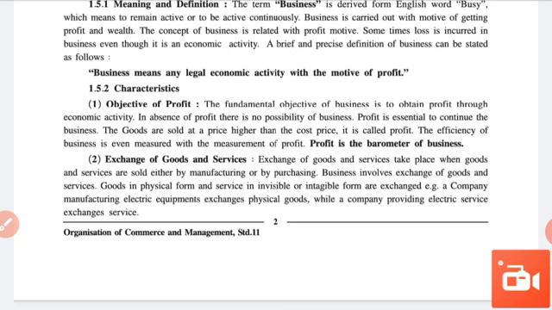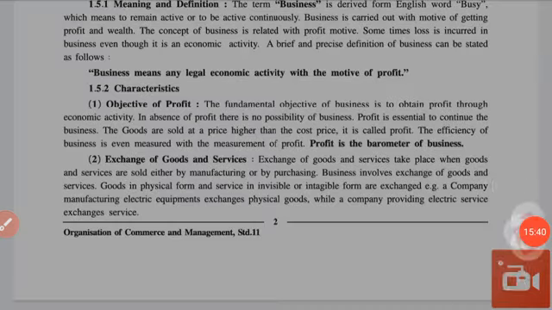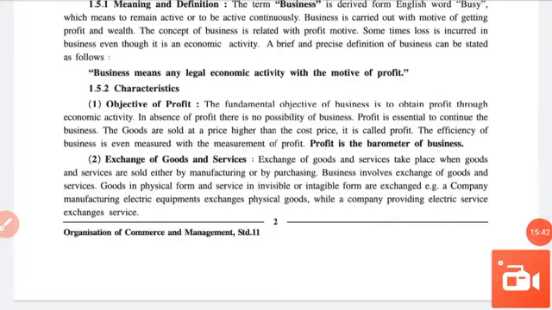The goods are sold at a higher price than cost; it is called profit. For example, the cost price of goods is 20 and the MRP is 25. Then the difference between 20 and 25, that is 5 rupees, is our profit. Efficiency of business is even measured with the measurement of profit. Profit is a barometer of business. Please underline, that is a most important point for the examination. In the examination, a question is asked like: explain this statement, profit is a barometer of a business. So you should write this paragraph in that answer.